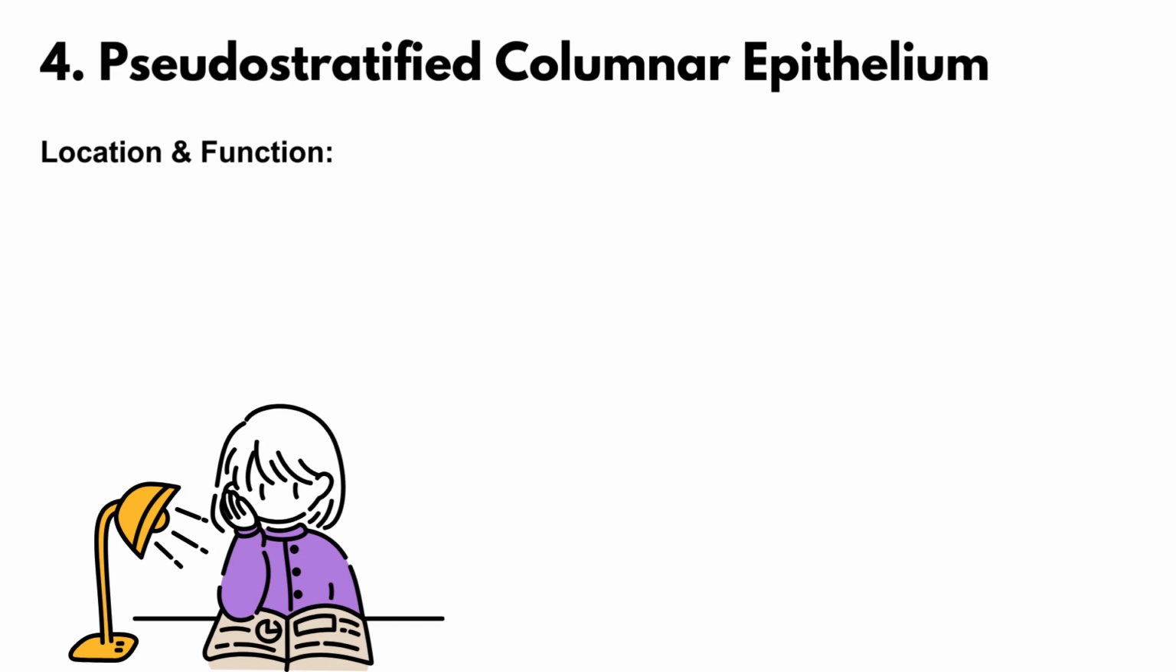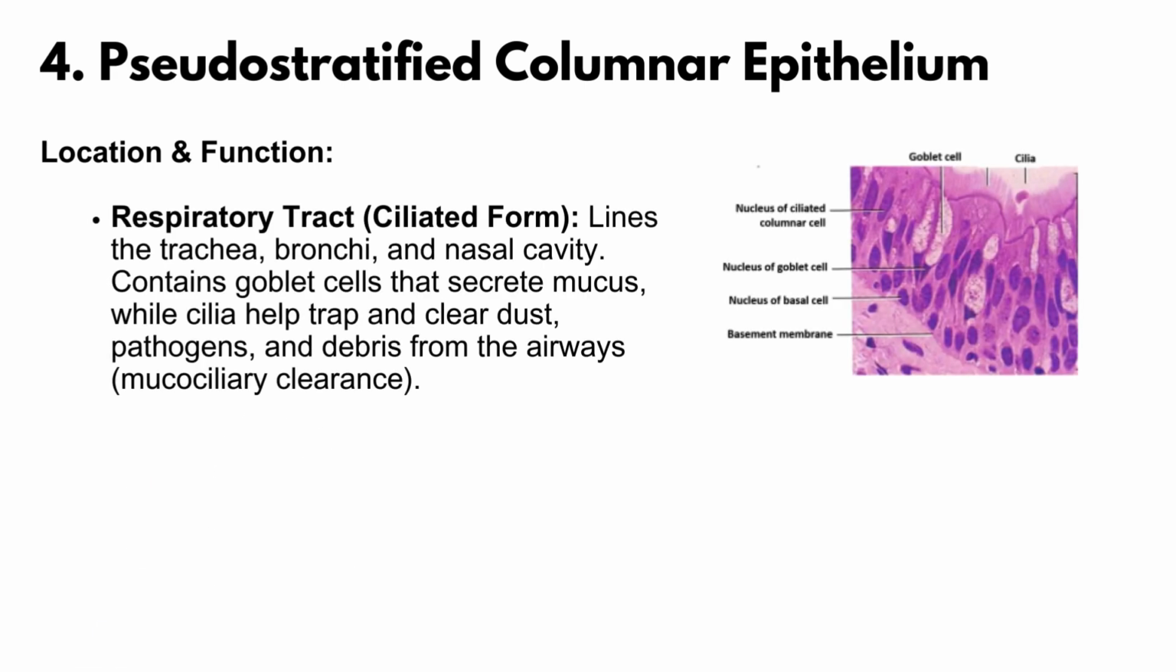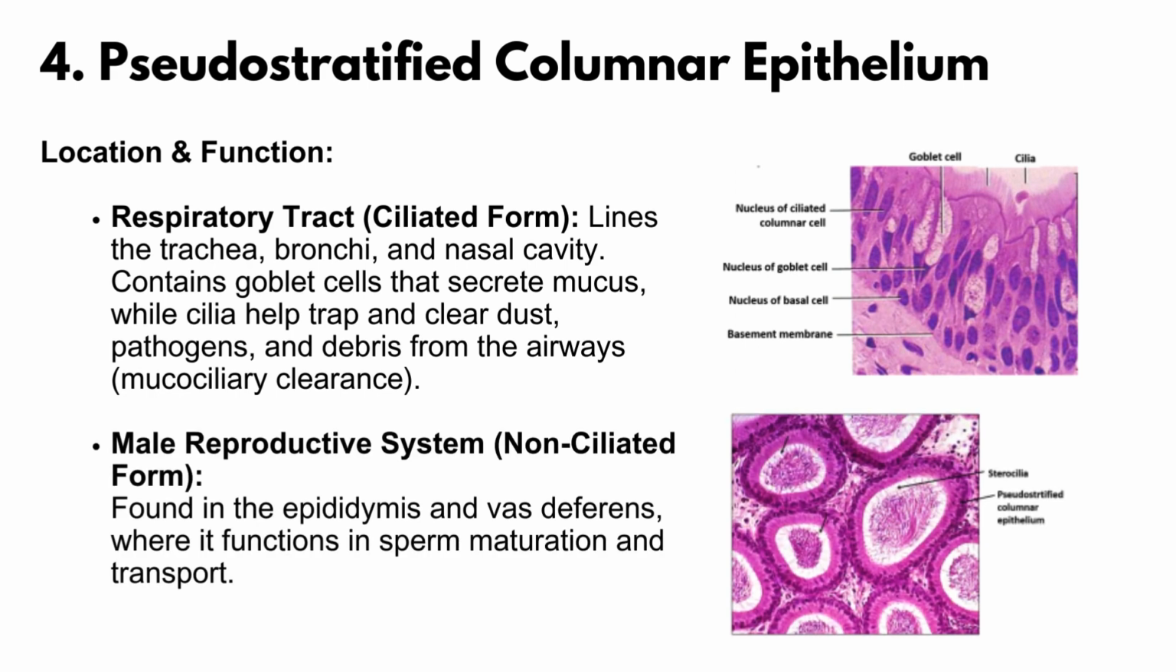Locations and functions of pseudostratified columnar epithelium. It depends on whether it is ciliated or non-ciliated. In the respiratory tract, it lines the trachea, bronchi, and nasal cavity. The goblet cells secrete mucus, while cilia trap and clear debris. In the male reproductive system, the non-ciliated form is found in the epididymis and vas deferens, where it assists in sperm maturation and transport.